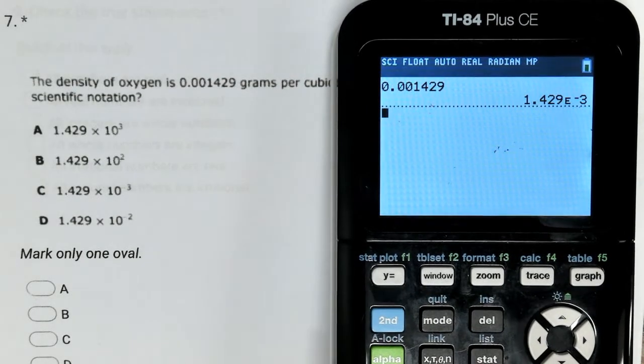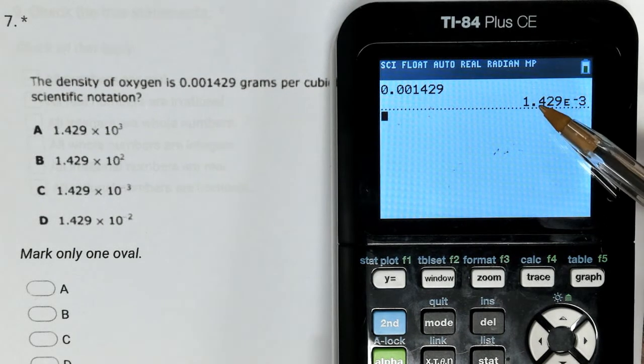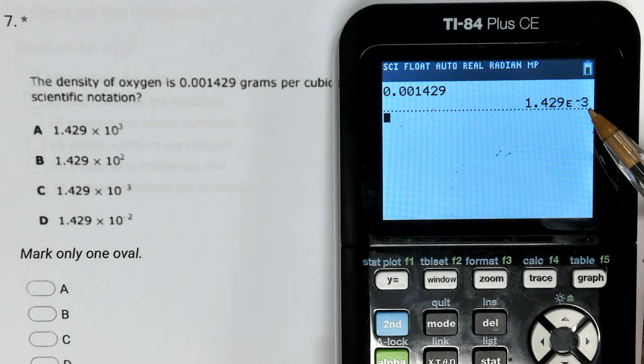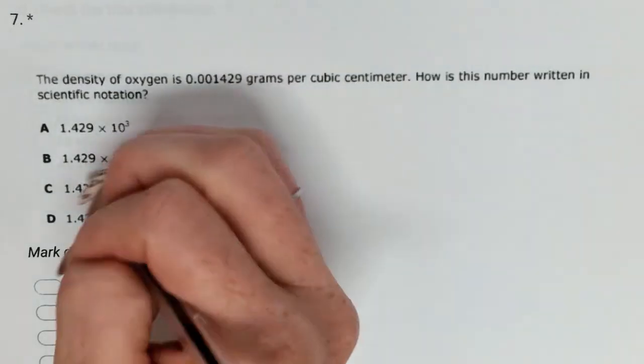0.001429. There's my answer. 1, then decimal, 429, times 10 with an exponent of -3. So what's the answer? C.